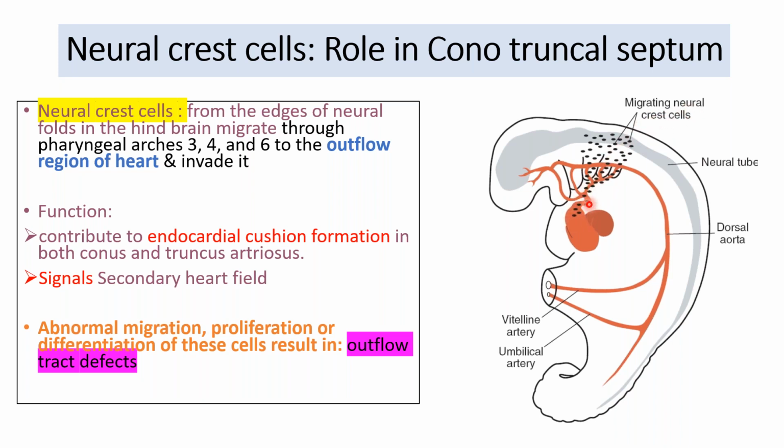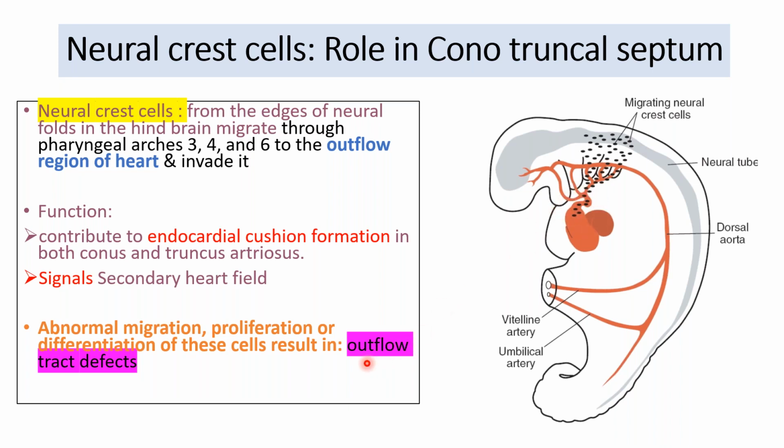Also, we had learned in our first lecture of CVS part 1 that the secondary heart field is located in the outflow tract. So the secondary heart field is the reason for the formation of the outflow tract of the developing heart. So they also signal the secondary heart field area. That means neural crest cells are very important. Any abnormal migration, or any abnormality in the proliferation and differentiation of neural crest cells, will result in certain abnormalities of the heart called the outflow tract defects, one example of which is tetralogy of Fallot, which is very important.